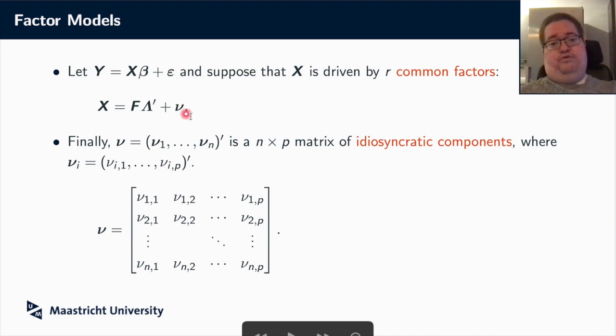Finally, we have these error terms, these nu, which we call idiosyncratic components. So these are the things that are happening in the X that cannot be explained by the common structure. So obviously this is important to allow for these, given that we'll never have something even close to a perfect factor structure.